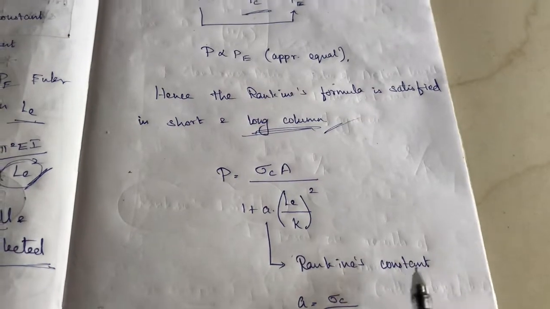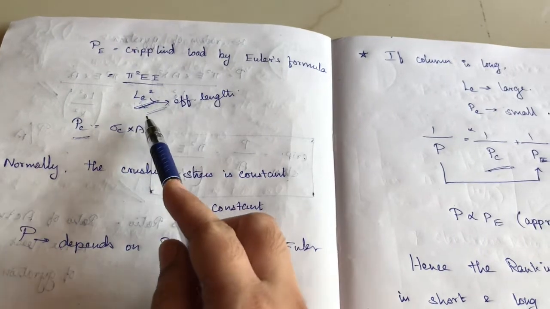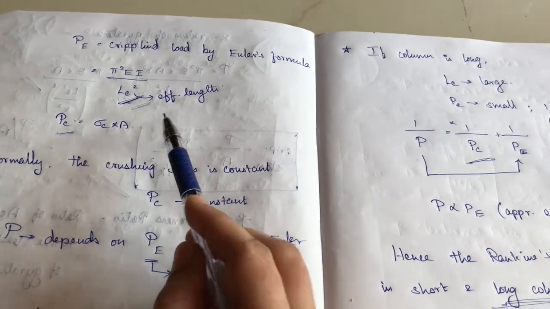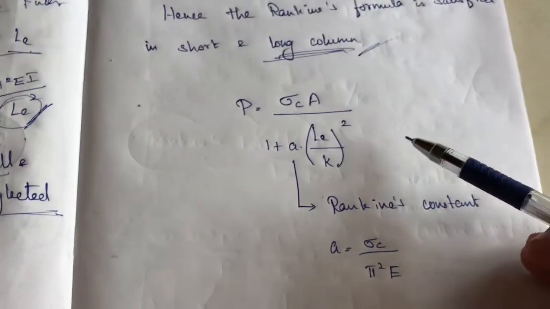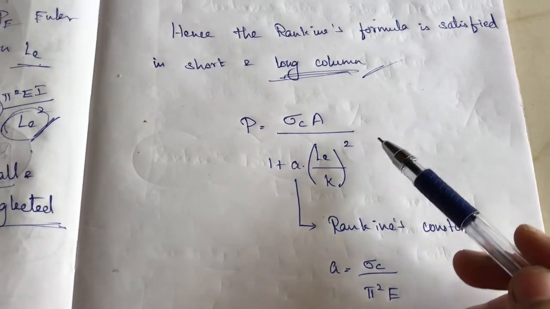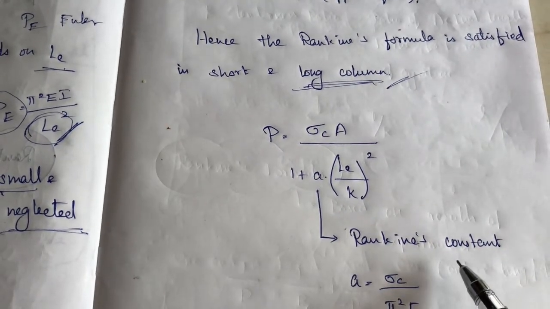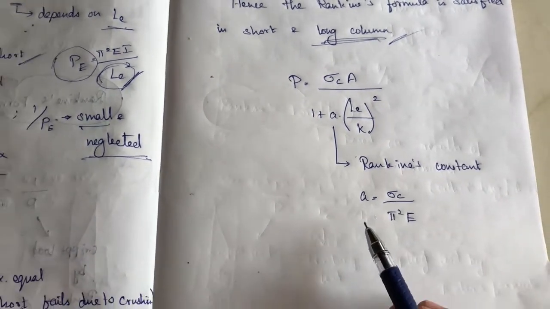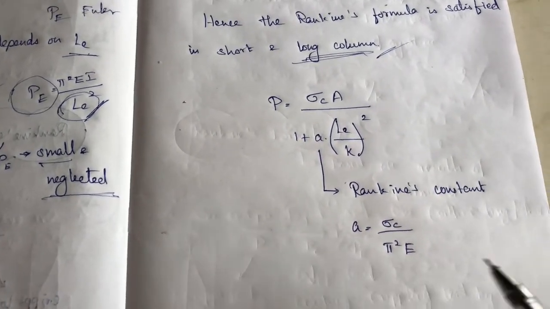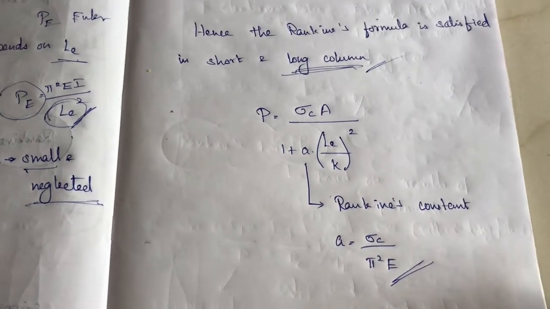Okay. So just substitute the two formulas. We know that PE is what? Pi square EI by LE square. Likewise PC is what? Sigma C into A, right? So just substitute these two values here and you will get sigma C A by 1 plus a into LE by K the whole square. Here a is nothing but Rankine's constant, right? And the value for a is sigma C by pi square E. So this is the value for a.